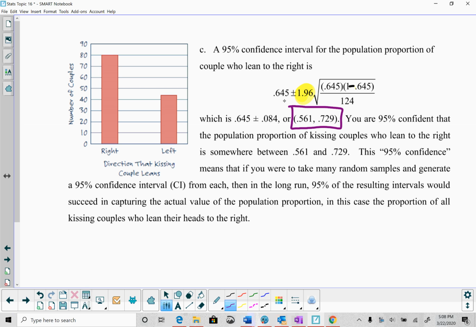Now, let's make sure that we understand that 95% confident phrase. If we take random sample after sample after sample, generate a 95% confidence interval from each, in the long run, 95 out of 100 of those resulting intervals would be successful in capturing the actual value of the proportion of the entire population who lean their heads to the right when they kiss.